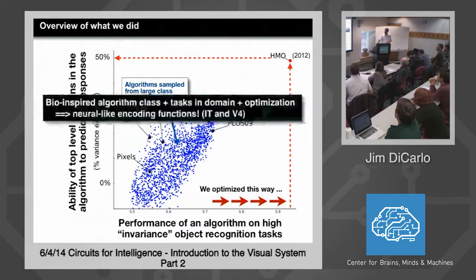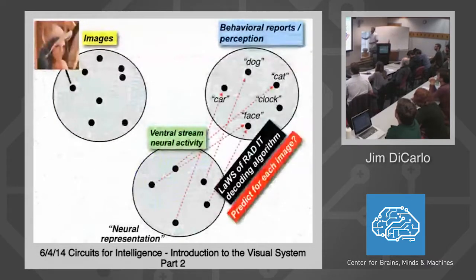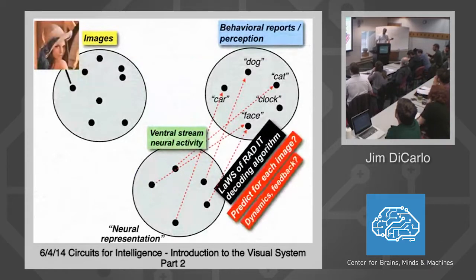So what we did was optimize here. We found a model that I call HMO, and it's now up to 50%. And the obvious thing to do is, well, if you can keep optimizing through the right path with the right model space, you should be able to better and better predict. And that's what we're trying to do next. So that's the spirit of what we did.